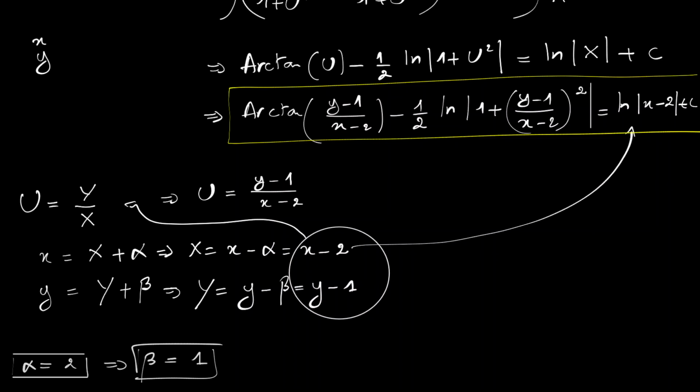To summarize, homogeneous equations can be solved by reducing them to separable ones using the right substitution. Keep in mind that the goal is always the same: simplify the equation. In the next video, we will move on to exact equations. See you in the next video, and bye.